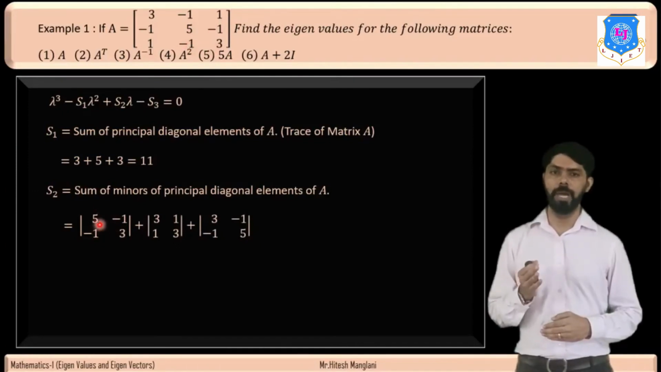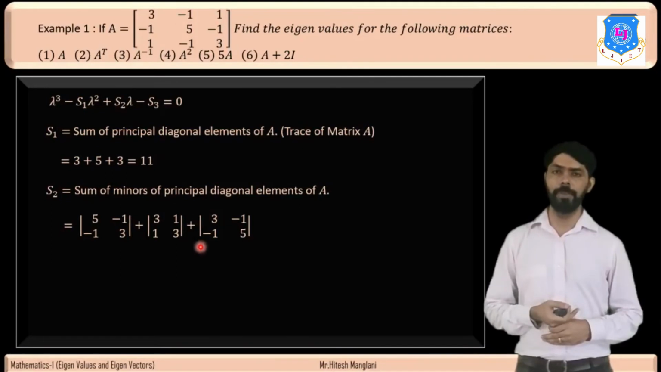Plus, now we take the minor of 5, which is in the second row and second column. So we hide the second row and second column, and the matrix will be [3, 1; 1, 3]. We take the determinant of it. Plus, now we find the minor of 3, which lies in the third row and third column. So we hide the third row and third column, and write the matrix [3, -1; -1, 5]. Now we take the determinant of that matrix.